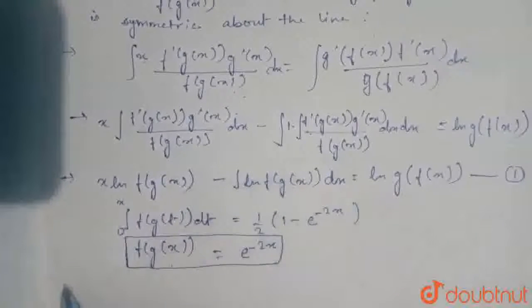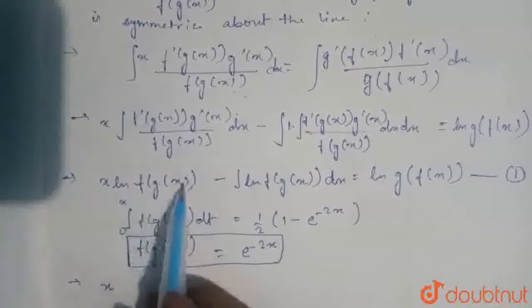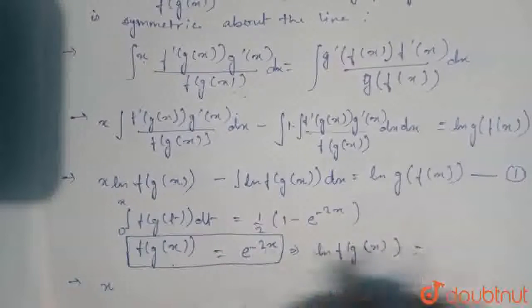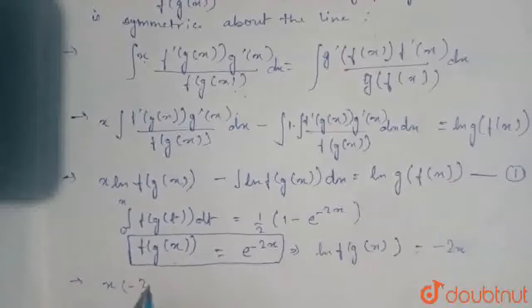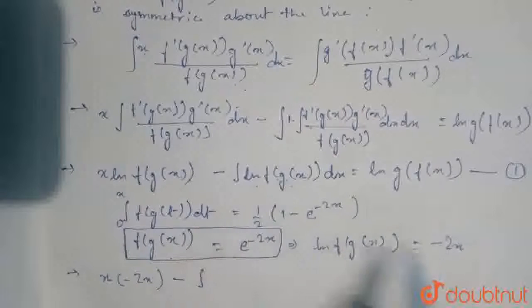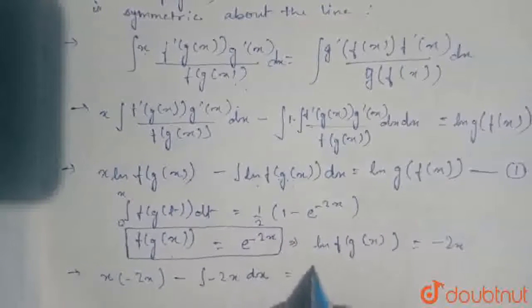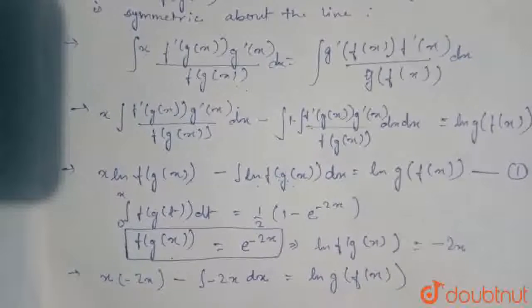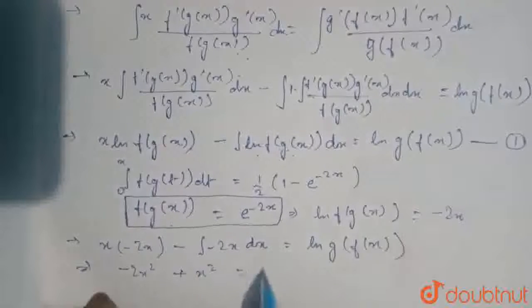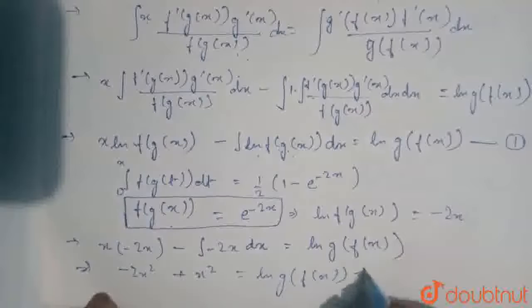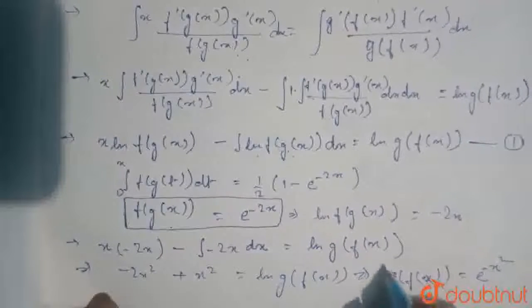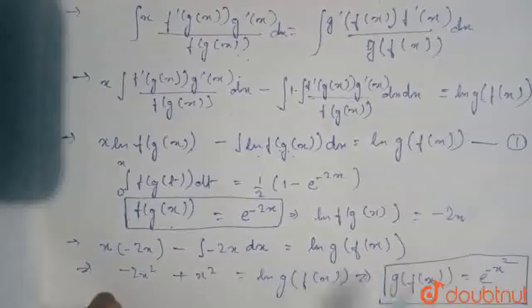Then we'll calculate it as x times ln of f of g of x. Here ln of f of g of x will be ln of e raised to the power minus 2x, that is minus 2x. So x times minus 2x minus integration of ln of f of g of x, which is minus 2x, into dx, will be equal to ln of g of f of x. So from here, minus 2x square plus x square will be equal to ln of g of f of x. From here, g of f of x will be e raised to the power minus x square. So we get g of f of x and f of g of x.